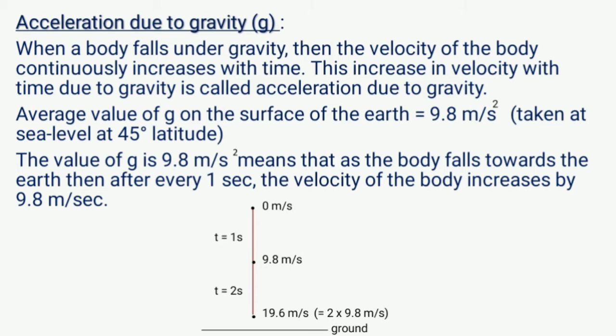The value of g or acceleration due to gravity is 9.8 meter per second square, which means that as the body falls towards the earth, after every second its velocity increases by 9.8 meter per second. Similarly, when a body is thrown vertically upwards, then due to gravity its velocity decreases by 9.8 meter per second after every 1 second.